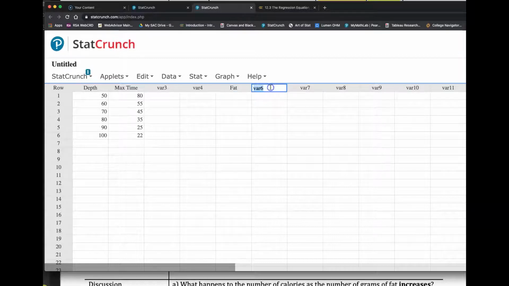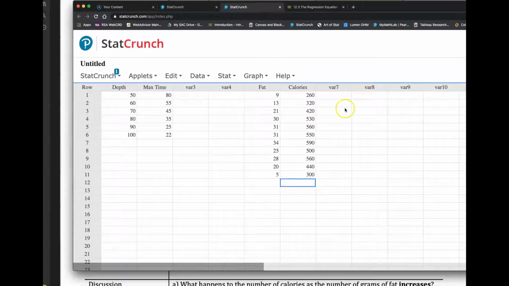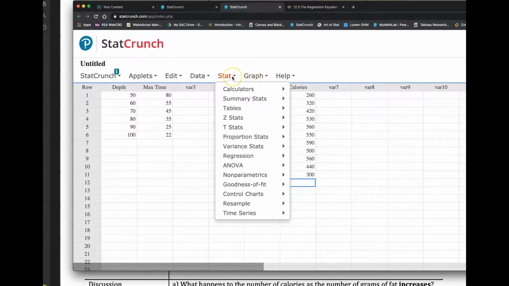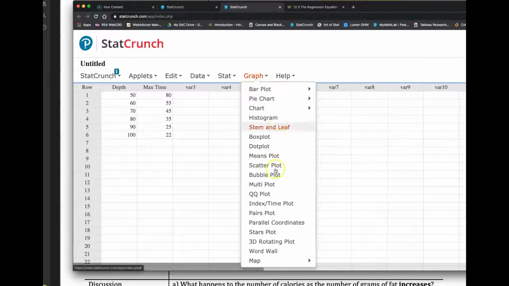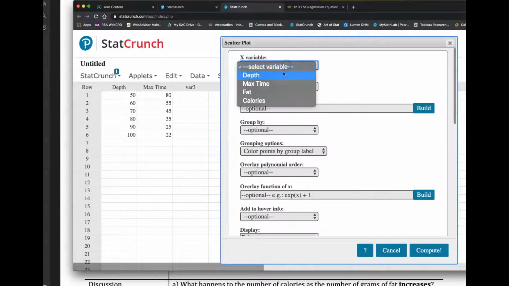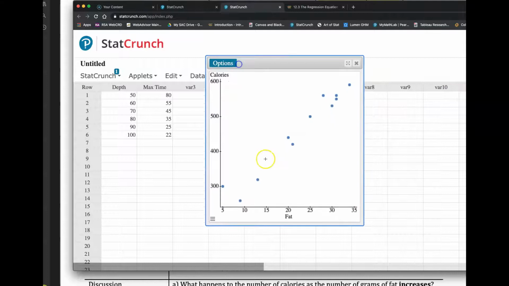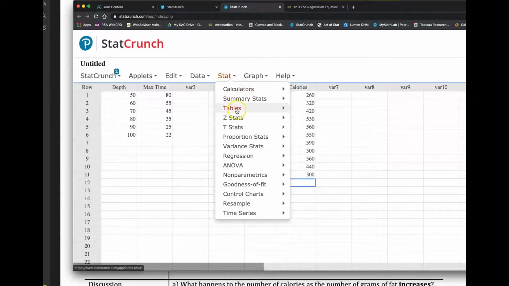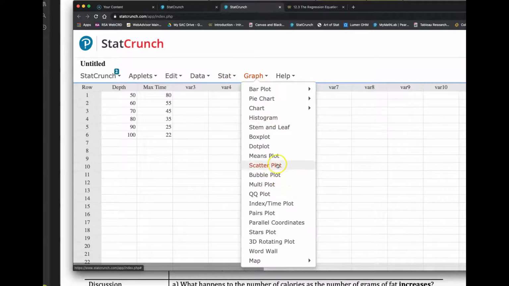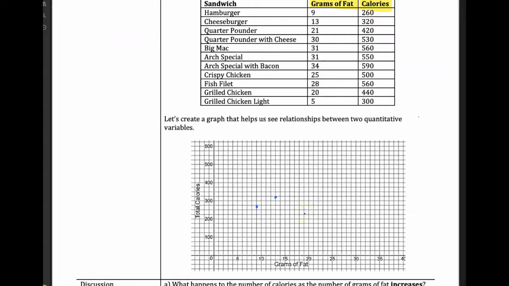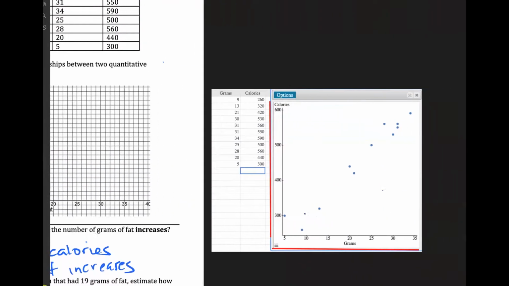What we're going to do is enter the data into StatCrunch, so you have fat and then calories. Once the data is all in, you create a graph, a scatter plot. Choose your variables, fat and calories, then compute, and you get your scatter plot. In StatCrunch it's Graph, then Scatter Plot, and then you pick your variables. Then you end up with a graph that looks like this.